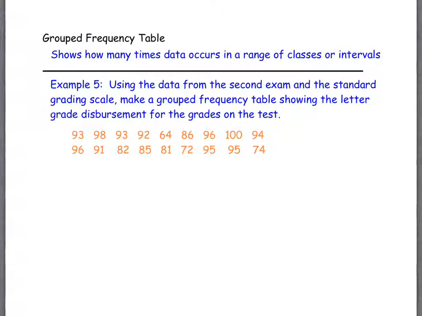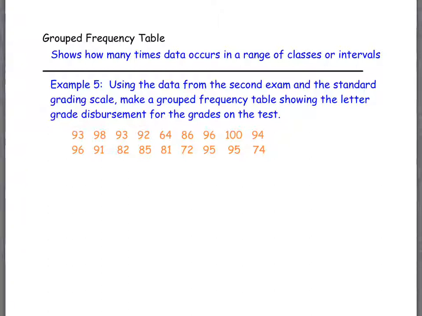All right. Let me see if we want to do one more, where that puts us. Yeah, one more will put us in a good spot to stop. So we'll do one more before we pause. Grouped frequency table. What this does is it shows how many times the data occurs within a range or class of intervals. So sometimes we group things together, and grades is actually a really good example, right?